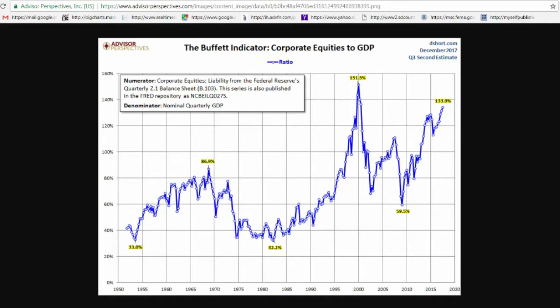And as you can see here in this chart, we stand at a measure of 133.9, and that's up from the previous reading of 131.5%. For those that want details, the numerator is based on the St. Louis Fed information. You can go look it up. And then, of course, the denominator is the nominal quarterly GDP. Again, we call this the Buffett indicator, and it's the corporate equities compared to the GDP. We are at, again, 133.9, which is the second highest reading since 1950. And of course, the highest reading came in the year 2000, right before the dot-com bust.